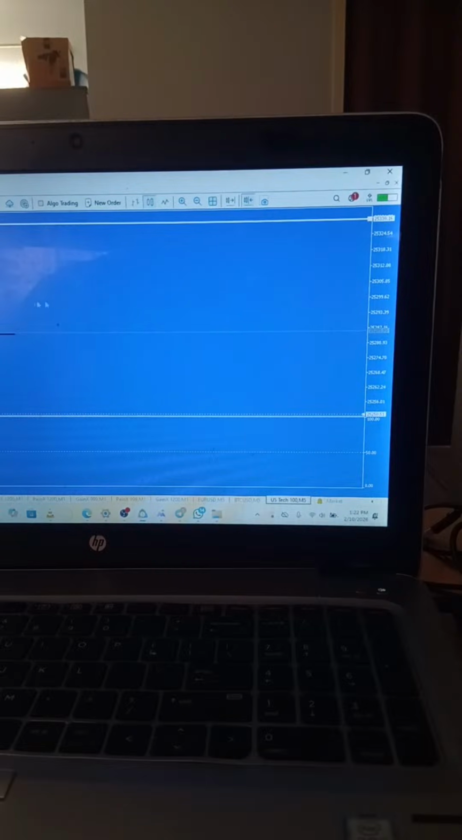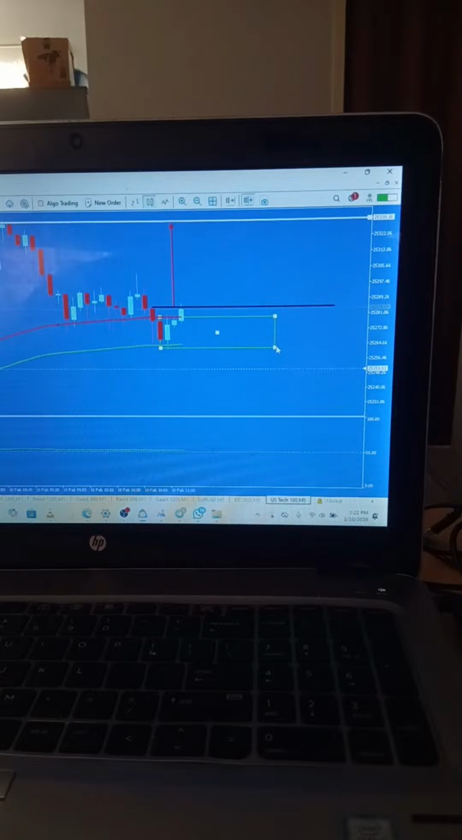Guys, I think price is now moving up. Let's just wait. If it closes like this, I think it will be a very good signal for us to buy. But let me just prepare now. We're going to buy.